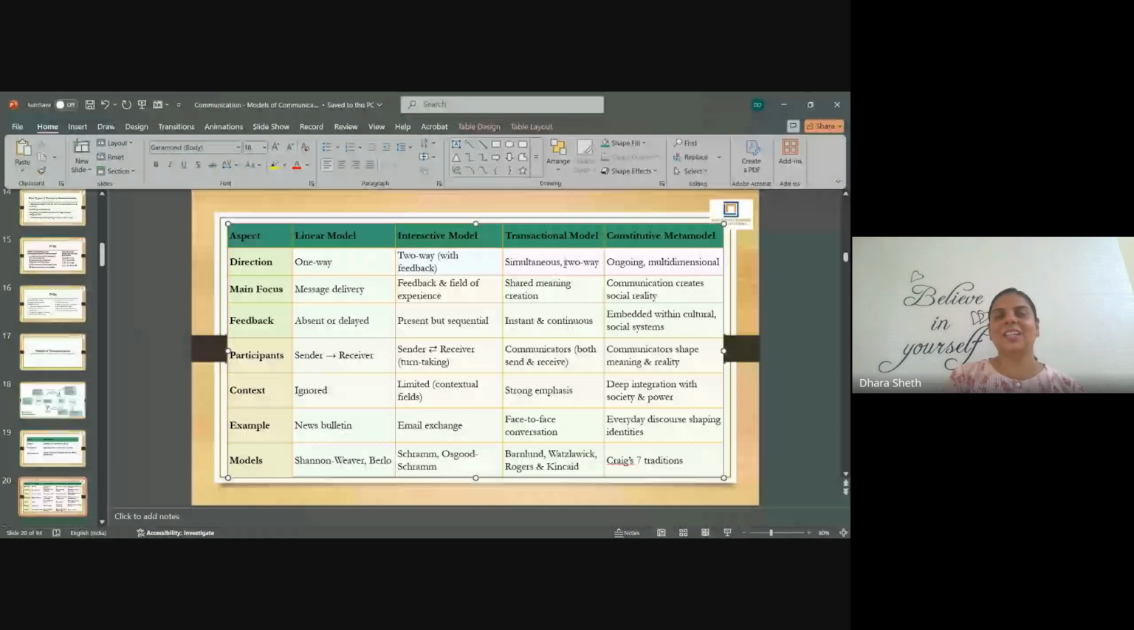Let's just not think in terms of devices only. A face-to-face conversation, two people talking with each other, is a transactional model. Shared meaning creation, a team meeting, a classroom, instant and continuous. Communicators both send and receive. So you cannot say this is sender, this is receiver. Both of them can simultaneously do both the roles. There is a strong emphasis on context because both of them can communicate with each other.